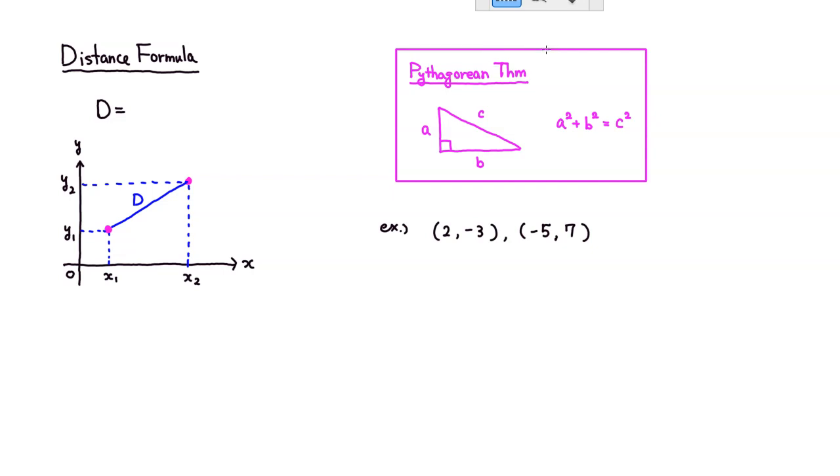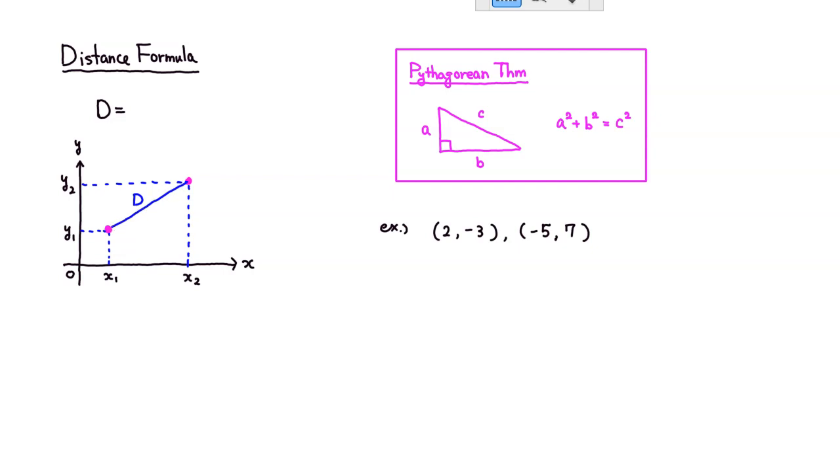As you remember, if you have a right triangle, then one side squared plus another side squared is equal to the longest side squared. So that's the Pythagorean theorem, and we're going to use that to find the distance formula. We are trying to find the distance between these 2 points.